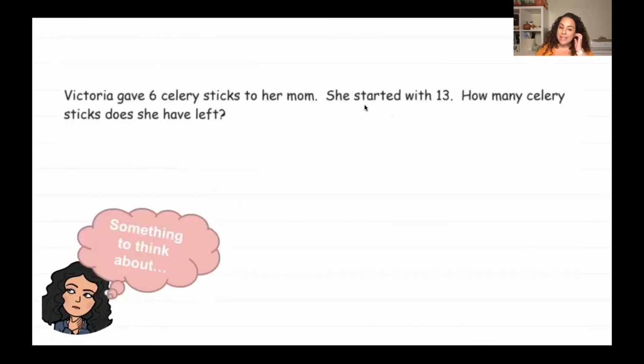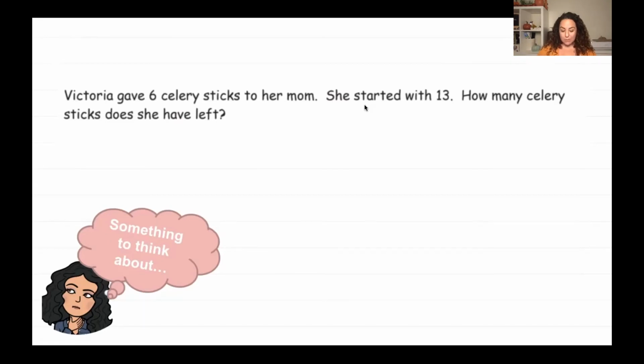Okay, let's go ahead and give you something to think about. Victoria gave 6 celery sticks to her mom. She started with 13. How many celery sticks does she have left? Well, let's go ahead and find out. So Victoria gave 6 celery sticks to her mom. She started with 13. Now, if she had 13 at the beginning and she gave 6 away, are we going to add more or are we going to take them away? We are going to subtract.